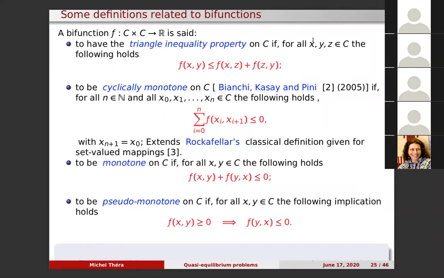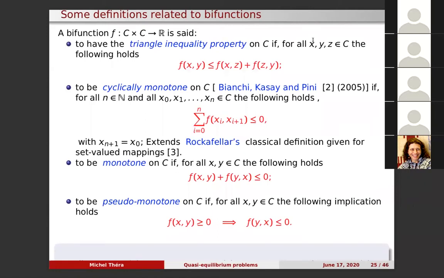There is also the definition of what is called cyclic monotonicity. And it has been, I think, not completely sure, defined by Bianchi, Hadjisavvas, and Pini. And it reads as follows. If you have x1, ..., xn, then you have that the sum of f of xi and xi plus 1 is less than or equal to 0. And in fact, this concept of cyclic monotonicity extends the classical definition from Rockafellar even for set-valued mapping operators. And also very classical monotonicity of the bifunction.